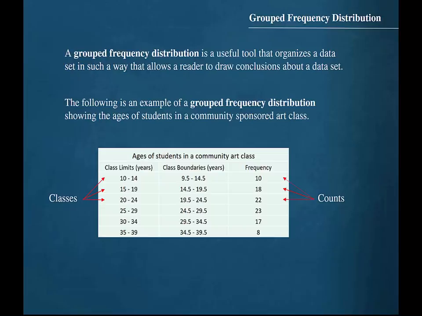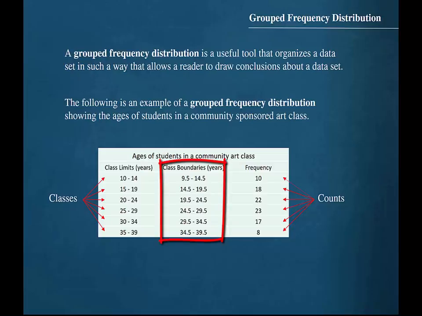There are 22 students between the ages of 20 and 24. There are 23 students between the ages of 25 and 29. There are 17 students between the ages of 30 and 34. And there are 8 students between the ages of 35 and 39.